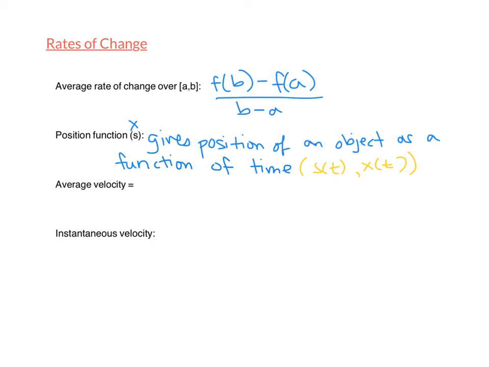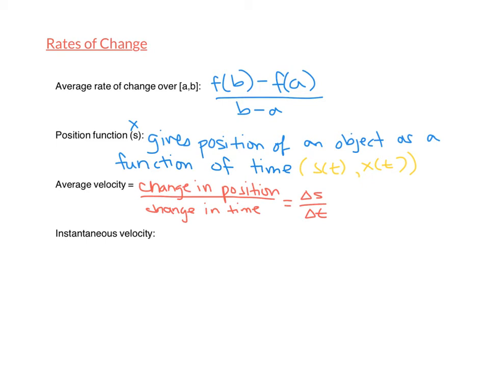The next thing is the average velocity. Average velocity is the same thing that you might remember from physics. All it's going to be is the change in position over the change in time. And you'll most likely see that written as delta s over delta t.